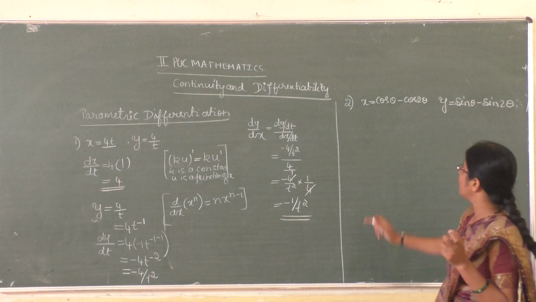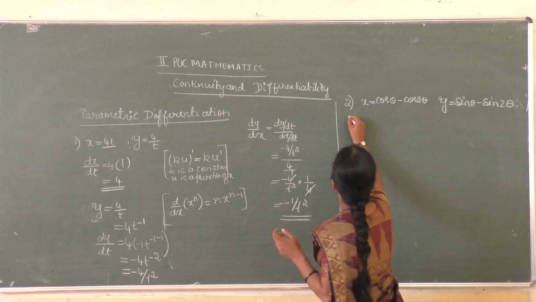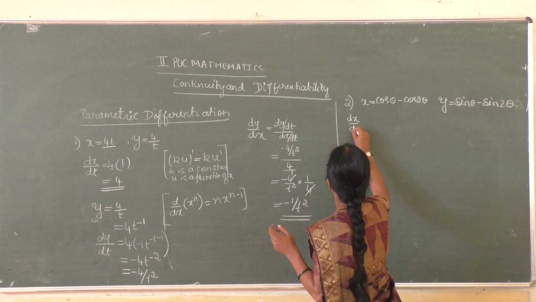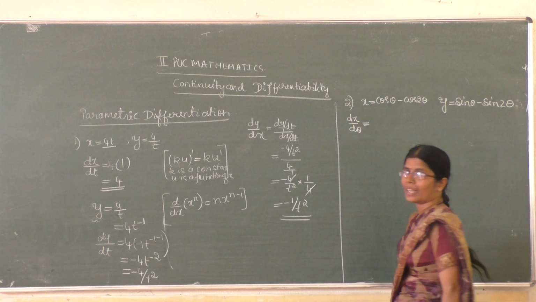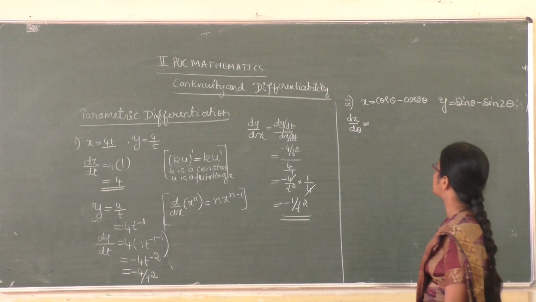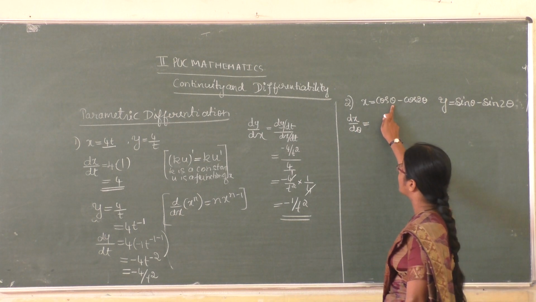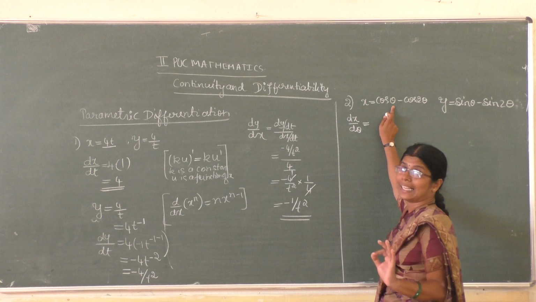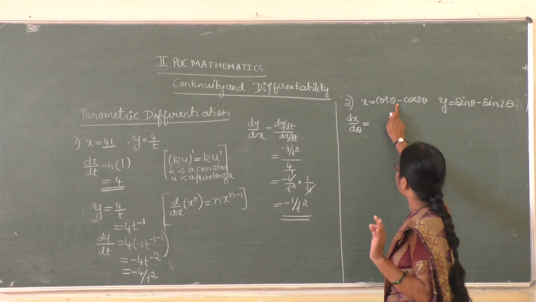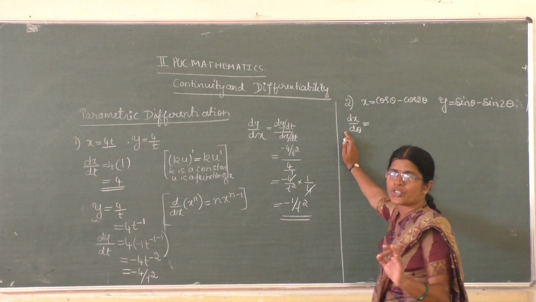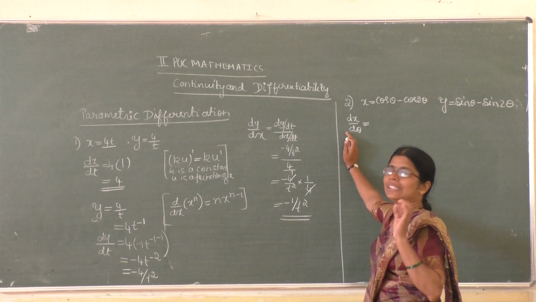For that, what we do? First we take the derivative of x with respect to theta. You have to see the parameter correctly. Here theta is the parameter, so we have to differentiate with respect to theta.